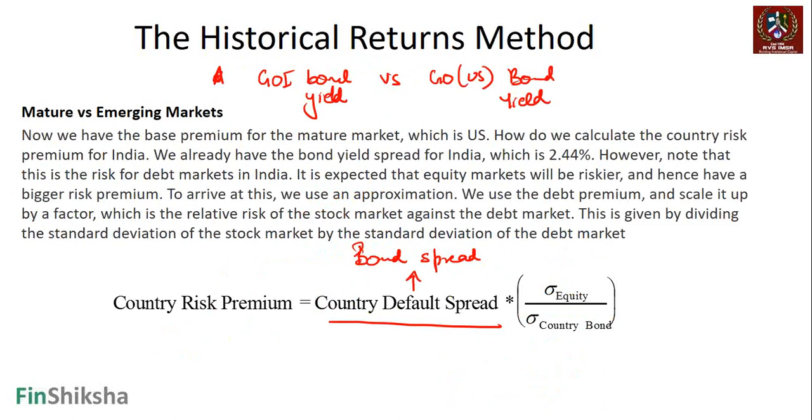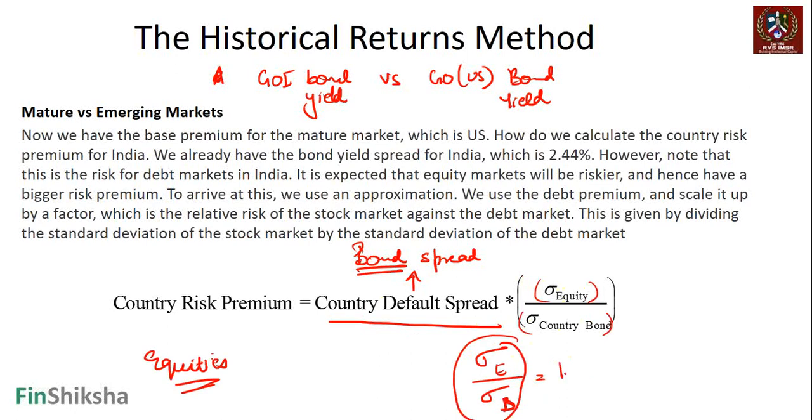But remember, this is the bond spread. This is the excess return you will ask for investing in bonds. We are looking for excess return you will ask for investing in Indian equities, not Indian bonds, right? So this should be higher. So you scale it up by using a factor called sigma equity divided by sigma country bond. In other words, standard deviation on the equities divided by standard deviation on the bonds or debt, right? Now, historically, what has been seen is that this number is approximately 1.5 for emerging markets.